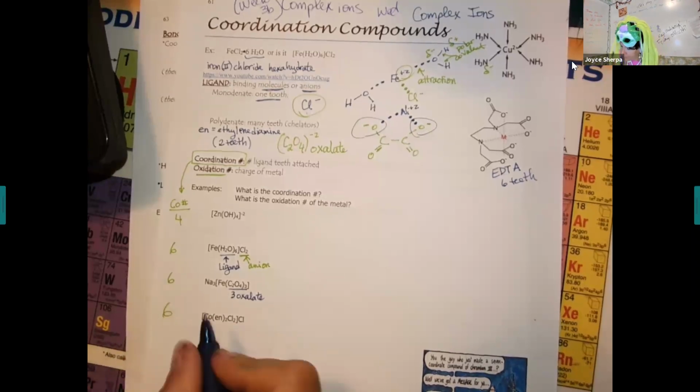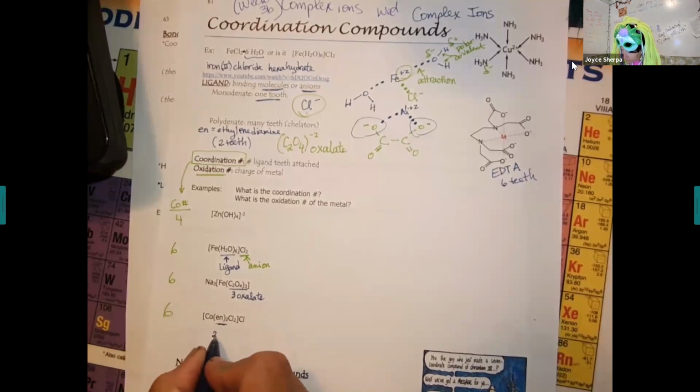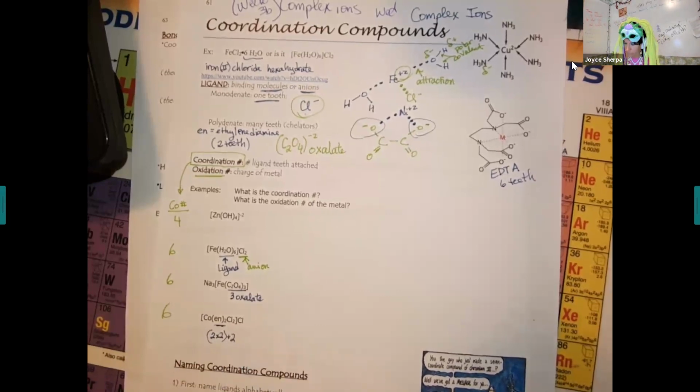And it has to do with the ethylene diamines are going to be 2 times 2 for the teeth, and then plus the 2 chlorides. The other chloride is on the outside, so we're going to ignore it for right now. We're going to add it in. But those are my numbers. 4 and 6 are by far the most common. You will run into 5. It's doubtful you'll run into a 3 or a 2.